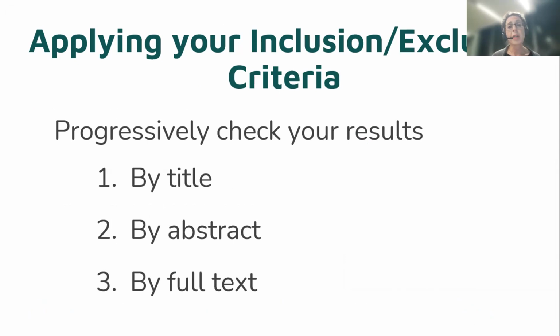So this is where your inclusion-exclusion criteria come in. And this is why it's so important to ensure that these are clear and unambiguous, to reduce the number of articles over which you'll need to have this third reviewer come in to say whether it's included or excluded. So you're applying your inclusion-exclusion criteria progressively as you go through your results, by title, by abstract, and by the full text.